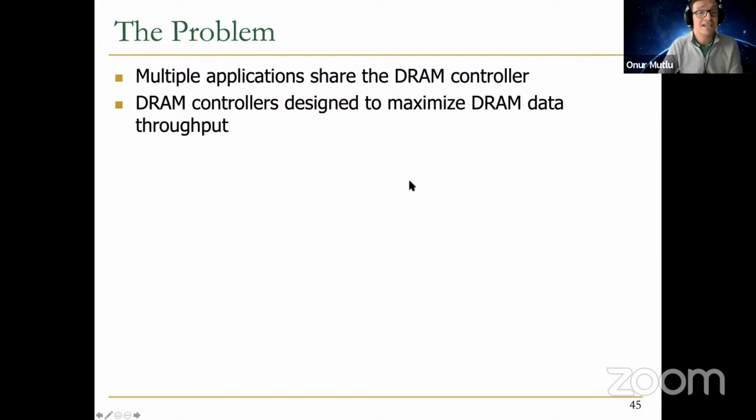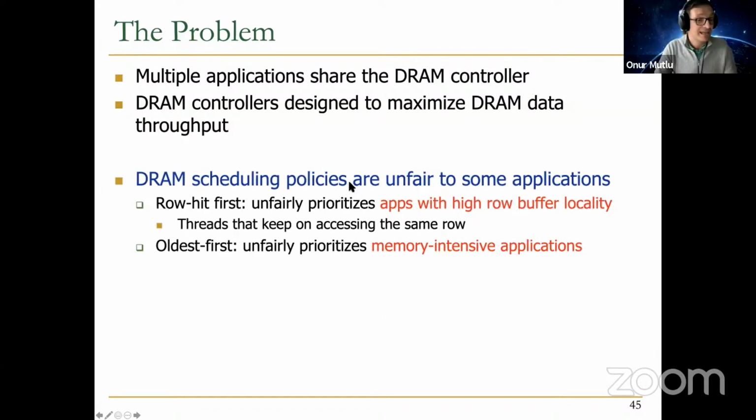Because the DRAM controller is designed to maximize DRAM data throughput, the DRAM scheduling policy that I mentioned is unfair to some applications. If you do row-hit-first scheduling, you're unfairly prioritizing applications with high row buffer locality. For example, threads that keep on accessing the same row are unfairly prioritized, whereas threads that by nature have a lot of row buffer conflicts are deprioritized. Oldest-first is also unfair because it unfairly prioritizes memory intensive applications. If an application sends a lot of requests to memory, inherently those requests look older to the memory controller, because a lot of requests are outstanding. So both of these policies are actually unfair.